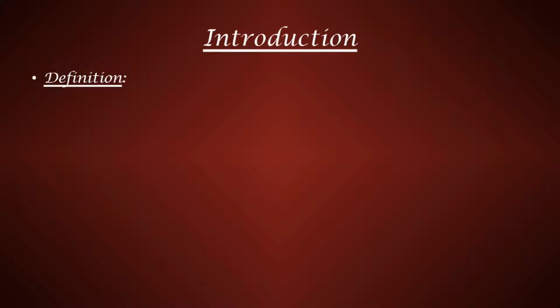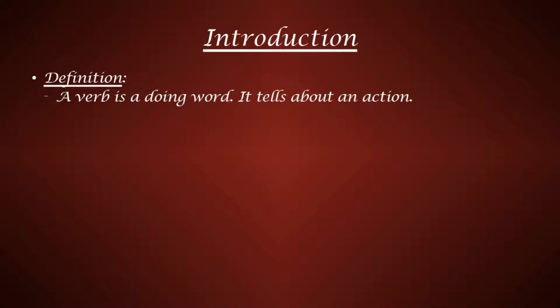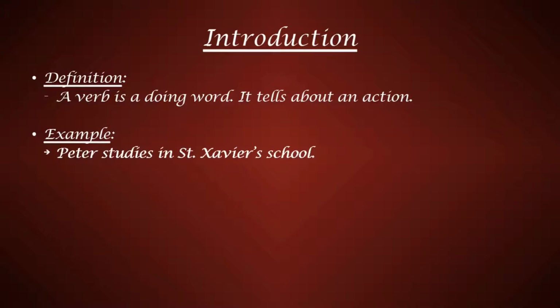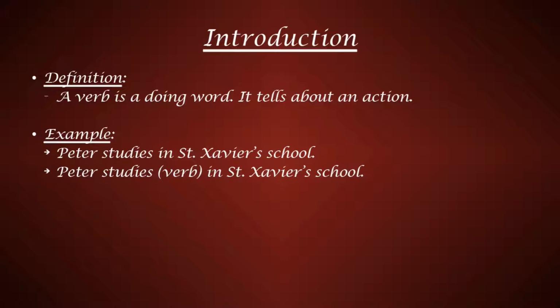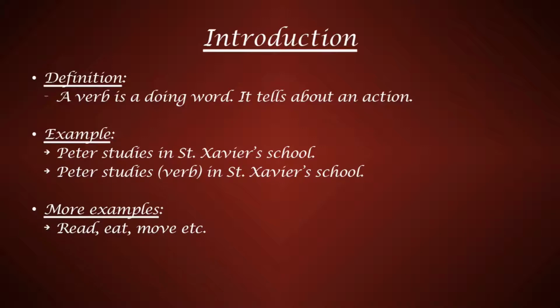Introduction. Definition of verb. A verb is a doing word. It tells about an action. Example is, Peter studies in St. Xavier's School. Here, studies is a verb as it tells about an action. More verbs are read, eat, move, etc.